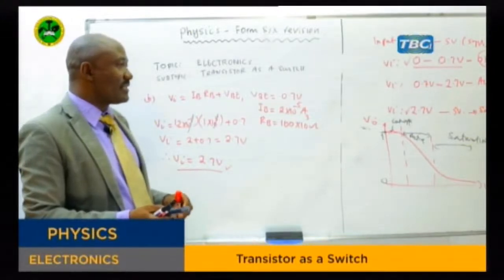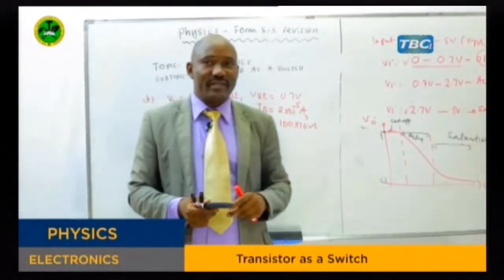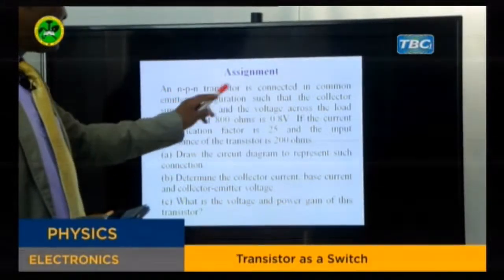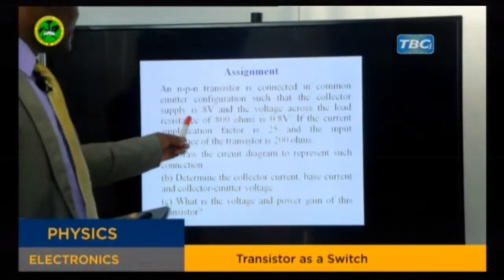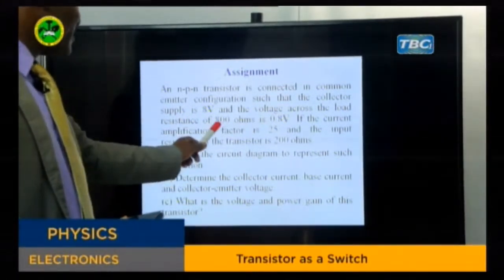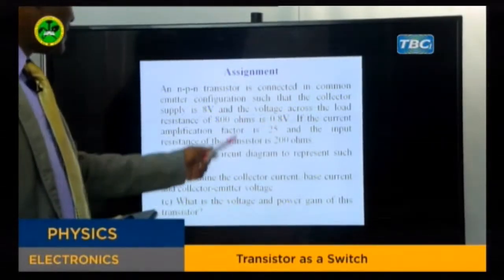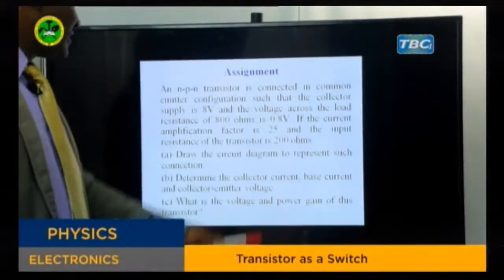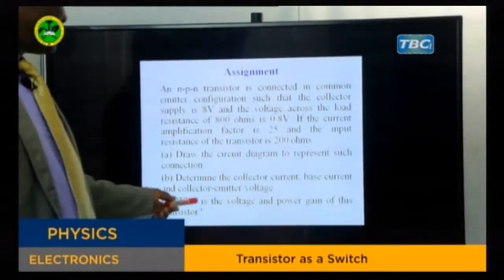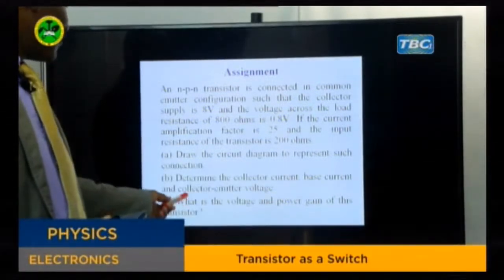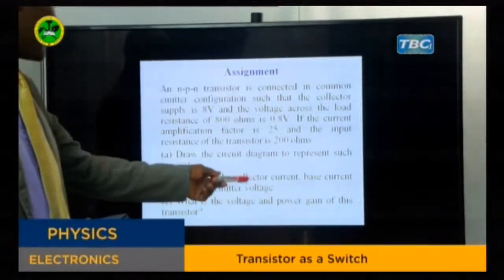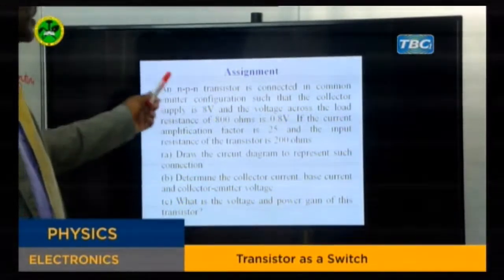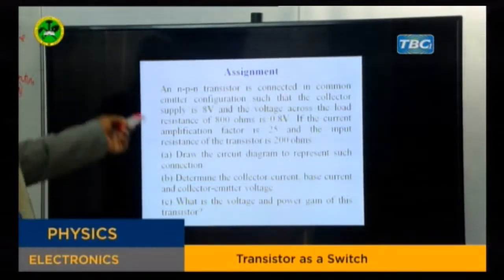We have the assignment that you are supposed to do to check whether you have understood this part of the lesson. The question says, you're given an NPN transistor. The way it's connected, it has a supply voltage of 8, the voltage across the resistance is 0.8, and the amplification factor of the transistor is given. The input resistance is given. You are required to draw the circuit diagram to represent this information. Then you are required to determine the base current, the collector current and the collector-emitter voltage, VCE. Finally, we're supposed to find the power and the voltage gain. This is the last part of our discussion, so I think you can do that.